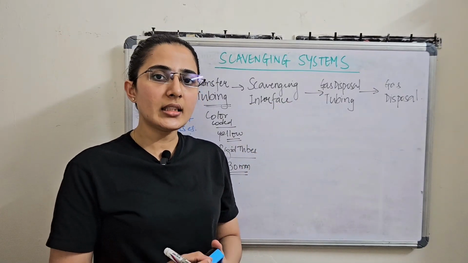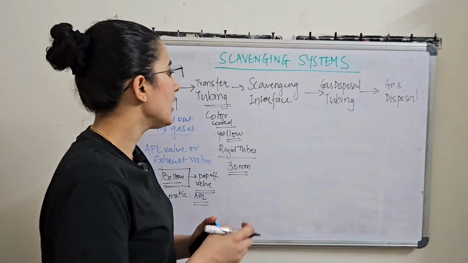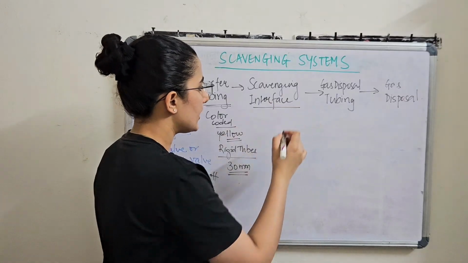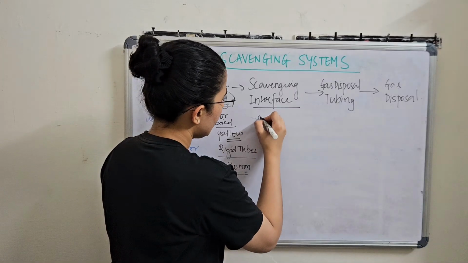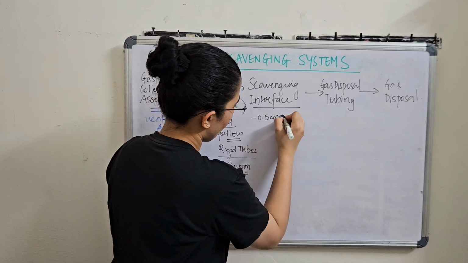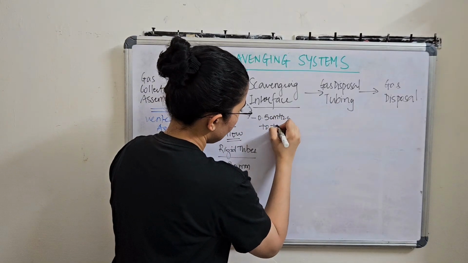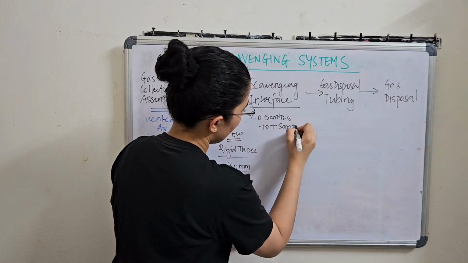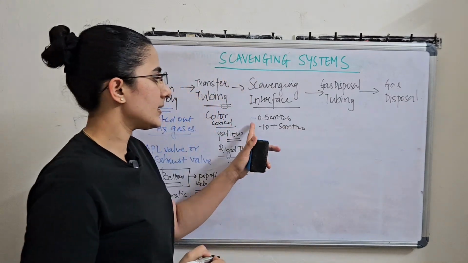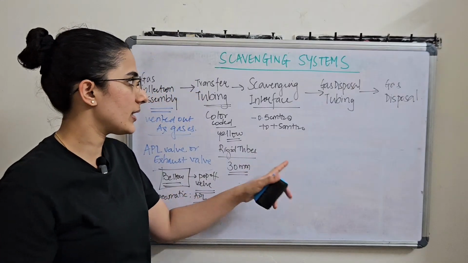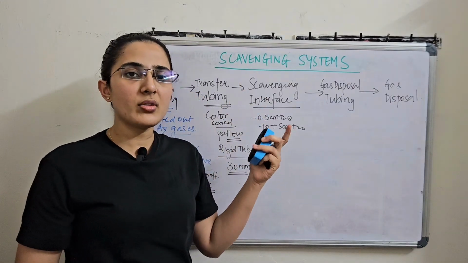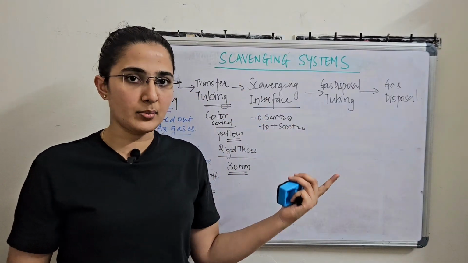Next we come to the scavenging interface. The scavenging interface is basically the one that helps in managing the pressure within the system. Minus 0.5 centimeter of water to plus 5 centimeter of water will be the range of pressures which we will be dealing with in the scavenging systems.